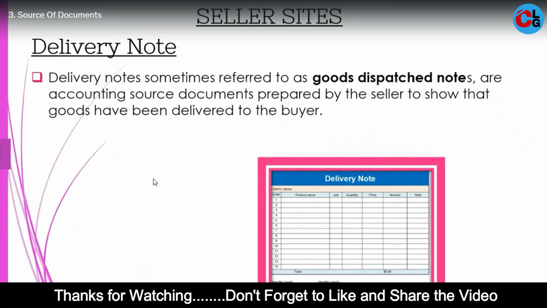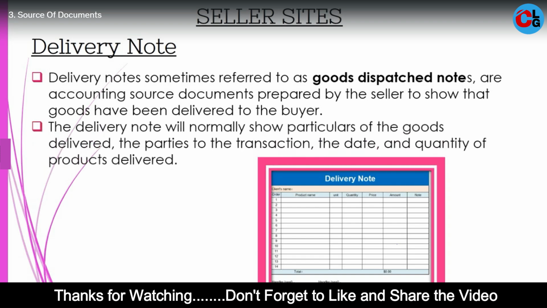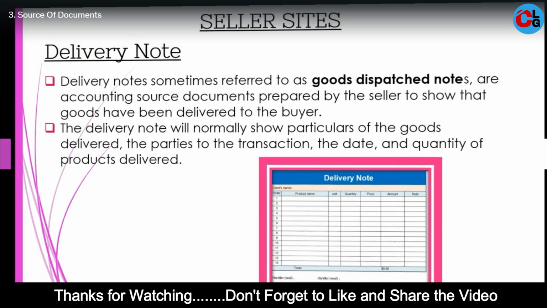The next source document is the delivery note. The delivery note, sometimes referred to as goods dispatch note, is an accounting source document prepared by the seller to show that goods have been delivered to the buyer. So the delivery note is one of the source documents, sent from the sellers to buyers. The sample delivery note you can see in the slide. The delivery note will normally show the particulars of the goods delivered, the parties to the transaction, the date and quantity of product delivered, right?